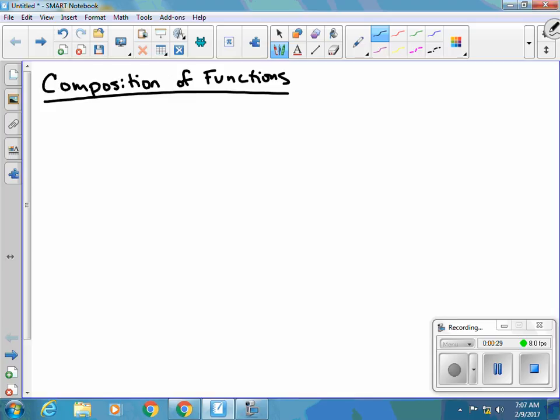The first notation is f composition g. I know it looks like an o, but it's actually not. And what this means is that g of x will get plugged into f of x. So whatever number or whatever letter is on the right is the one that goes first. So what exactly does this mean?